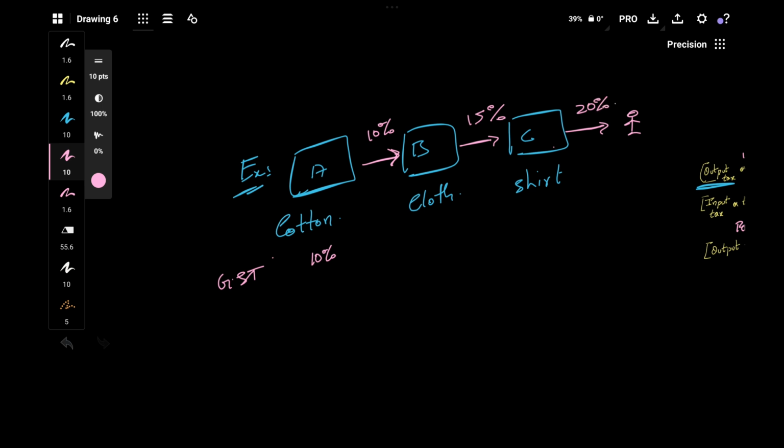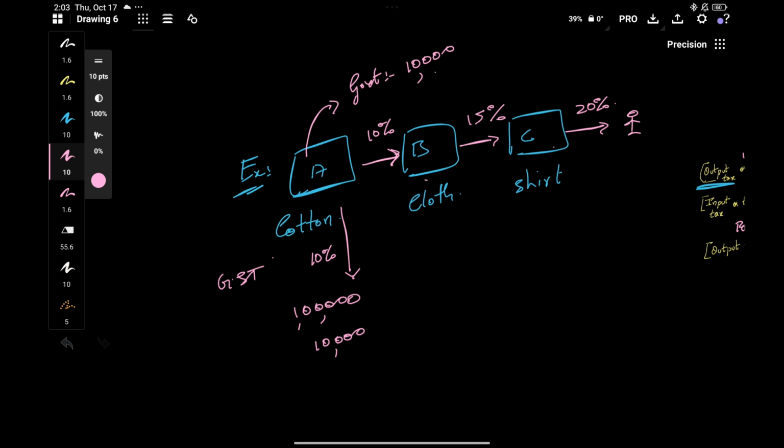So here what happens is, whatever cotton A has manufactured, let's say A has manufactured 1 lakh rupees worth of cotton. On that tax will be 10,000. That is what A will charge from B, and B will pay to A, and A will in turn pay to government. Government will get 10,000 as tax at this stage.